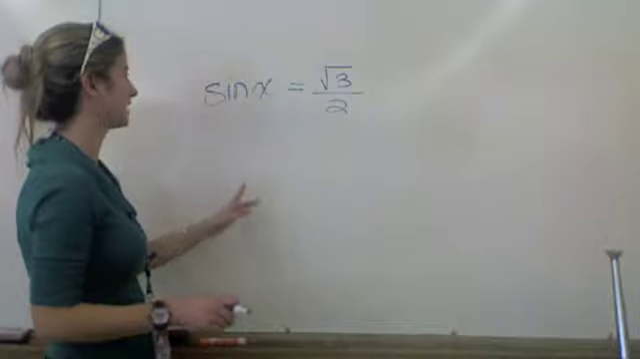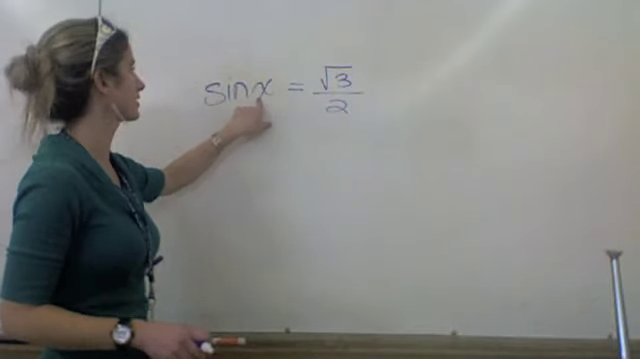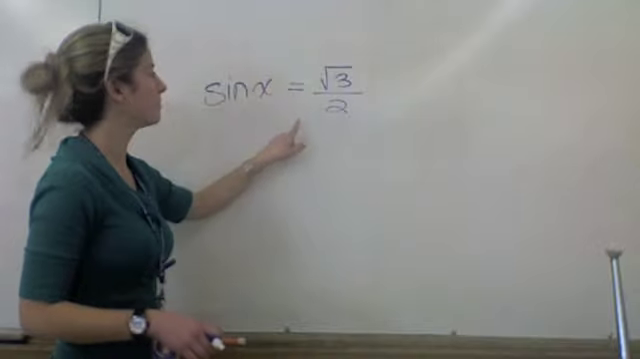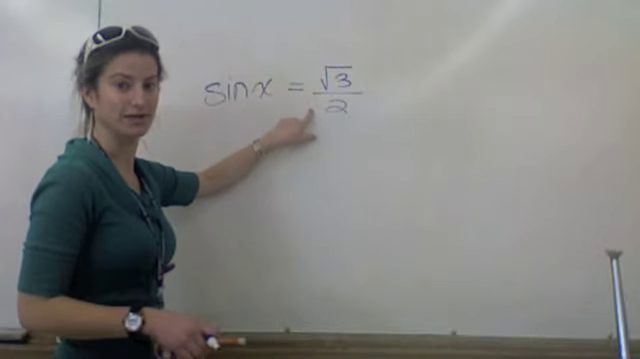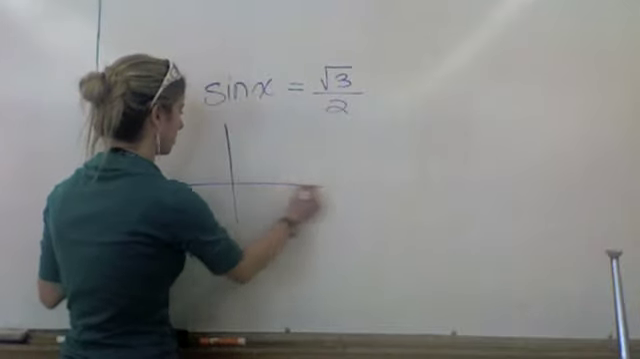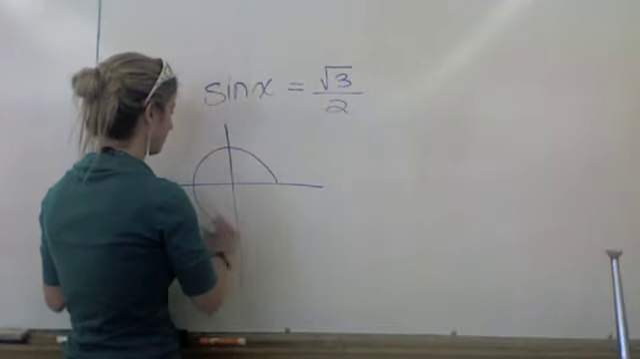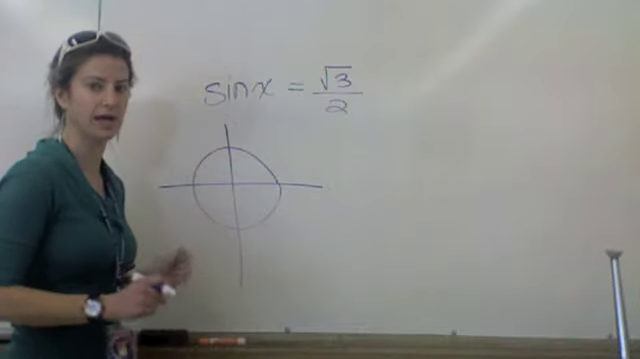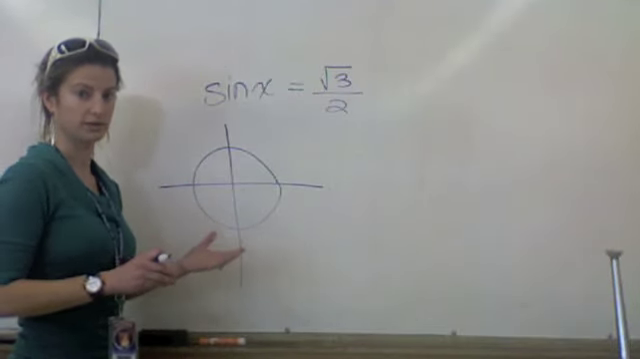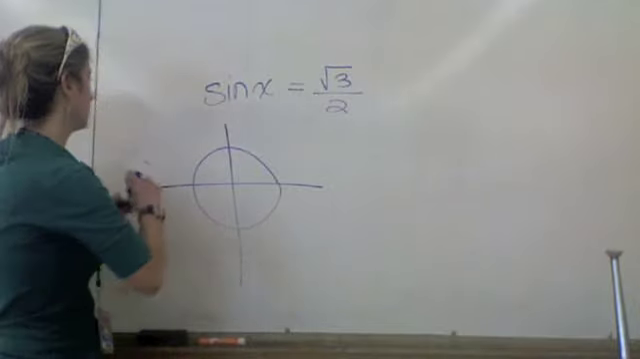Okay? So we need to say what value of x will make the sine of x equal root 3 over 2. So immediately, this is positive. This is positive, okay? So if we think about our unit circle right here, where is sine positive? Okay, where is sine positive? Well, sine is which coordinate, the x or the y? It's the y. Remember, we talked about this.